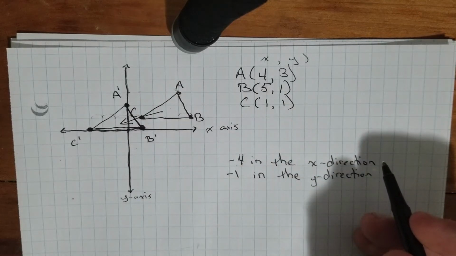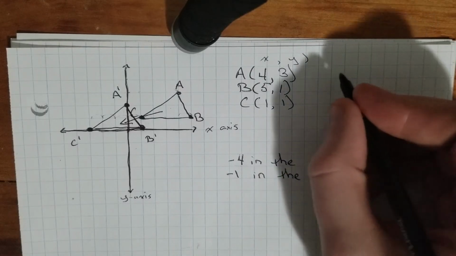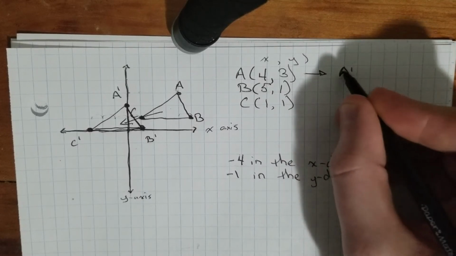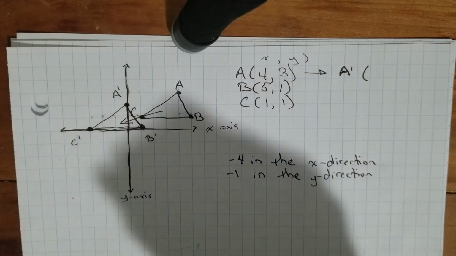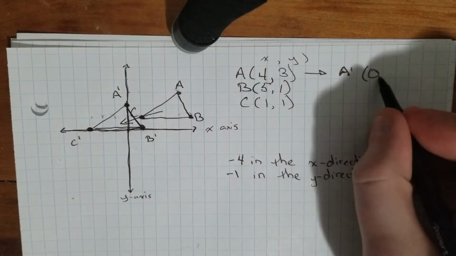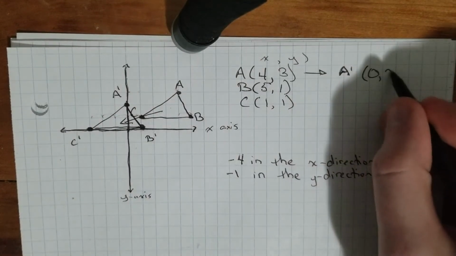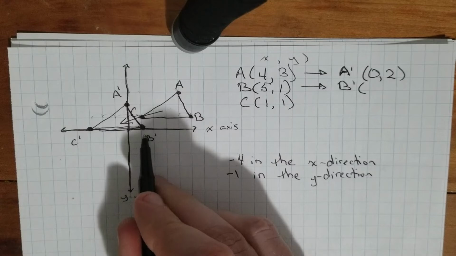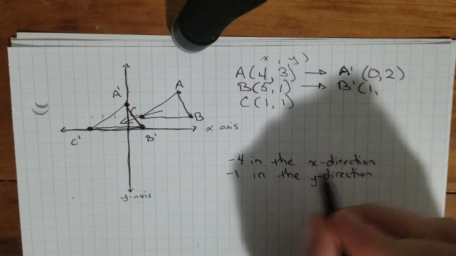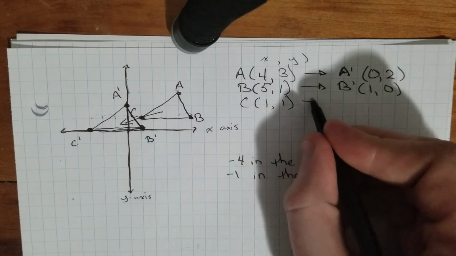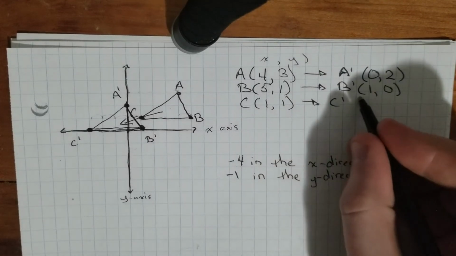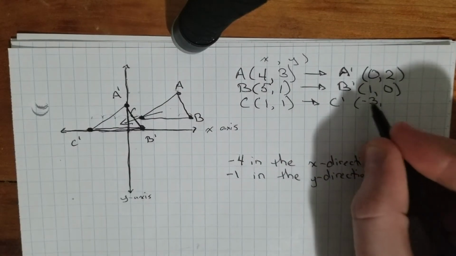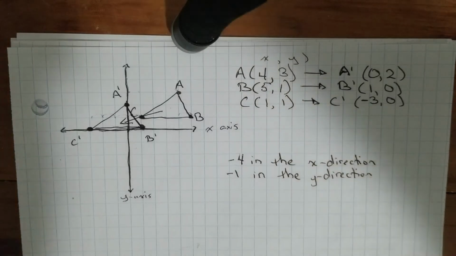Let's take a look at what happened to the coordinates of our new points. So A went now to our new A location, our image location for A, which is going to be at 0 for the x and 2 for the y. Let's take a look at B. Our new location for B is at 1 on the x, 0 on the y, and our new location for C is at -3 on the x and 0 on the y.